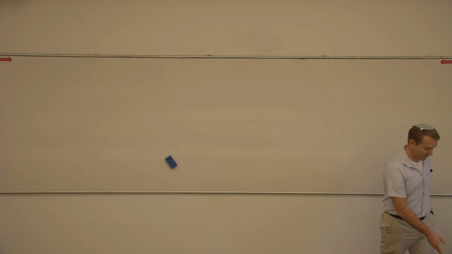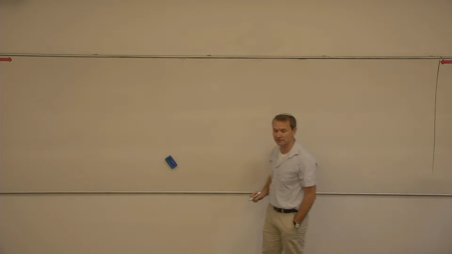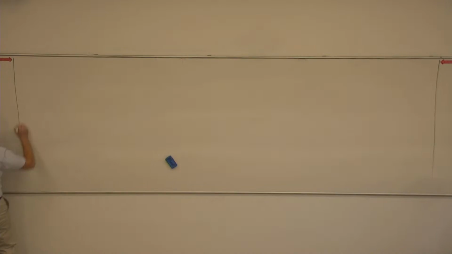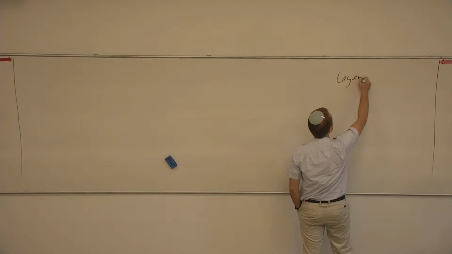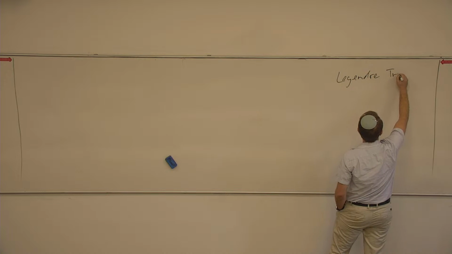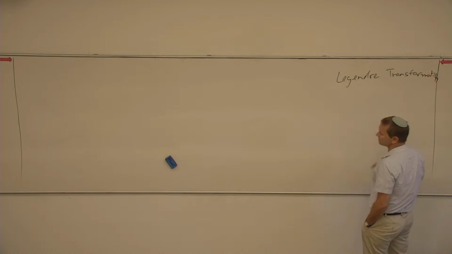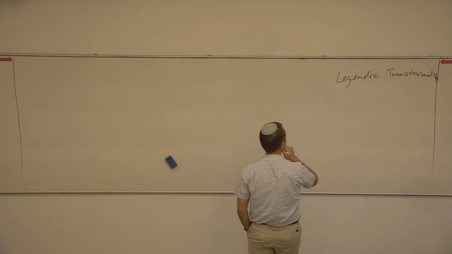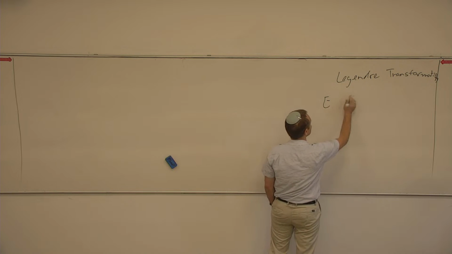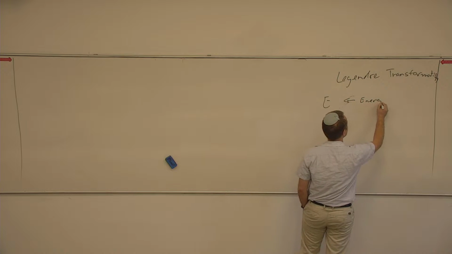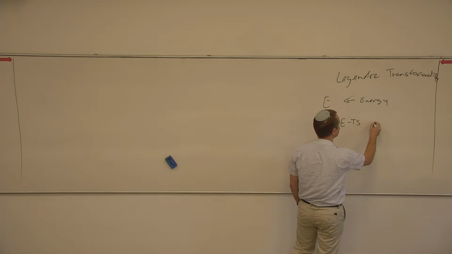So we are starting. I remind you where we finished yesterday. Right, so we developed, by Legendre transformation, additional thermodynamical potentials. We had energy and we had free energy. So there is E, it's energy, and F, which is equal to E minus TS, it's free energy.